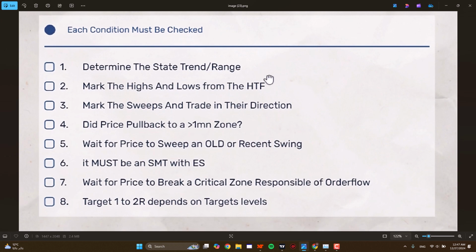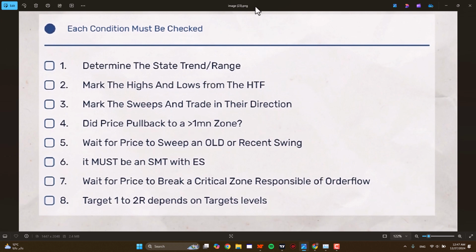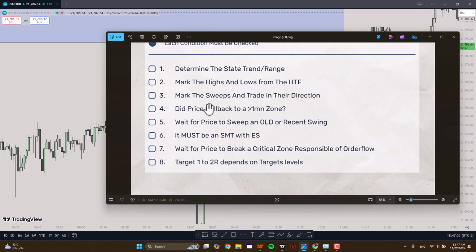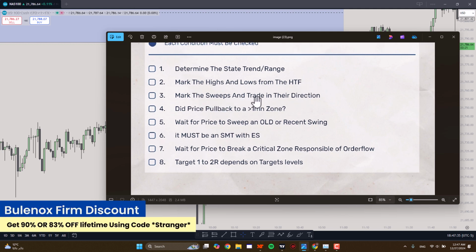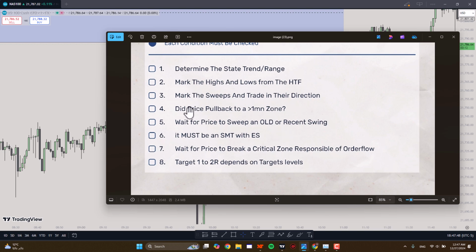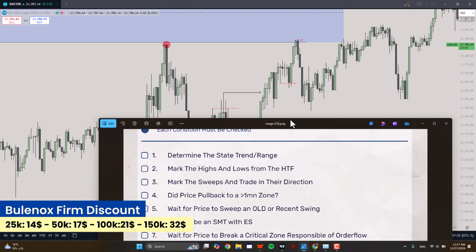So if we pull this out one more time, okay, we have that. We marked the sweep. We have marked the highs and the lows. We mark the sweeps and trade in their direction. We are looking to trade to that imbalance with that lower time frame or higher time frame sweep on the lows. Did price pull back to a 1 minute zone or higher? We do have that here. So you see this 1 minute zone into here. Price pulled back into it.